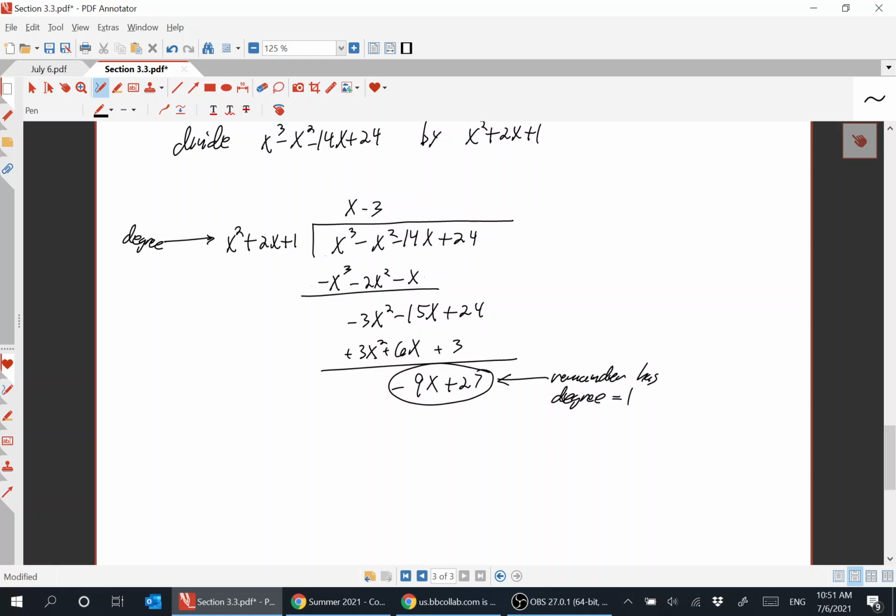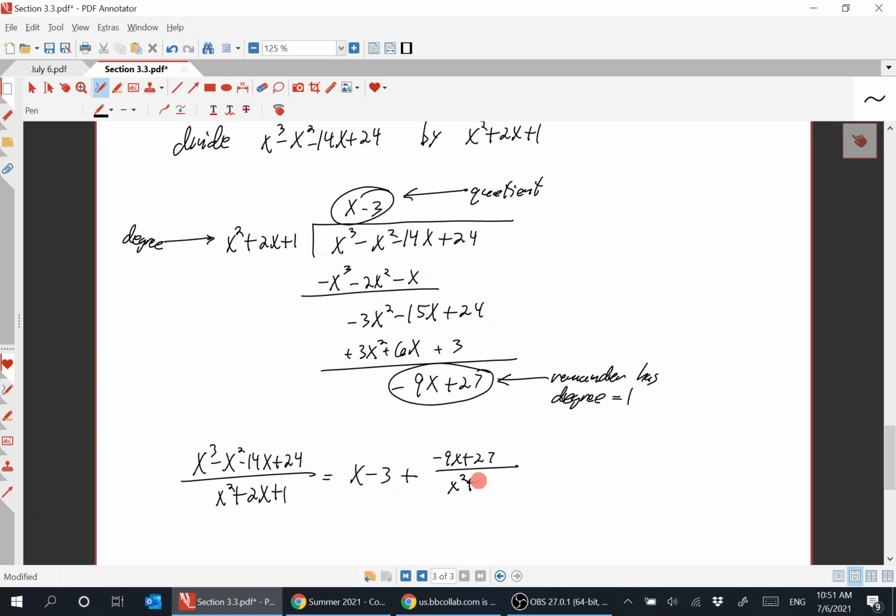So what we get in the end here is that x to the third minus x squared minus 14x plus 24, divided by x squared plus 2x plus 1, is equal to the quotient, which is x minus 3, plus the remainder, minus 9x plus 27, divided by the divisor, x squared plus 2x plus 1. So that's your final answer right there.